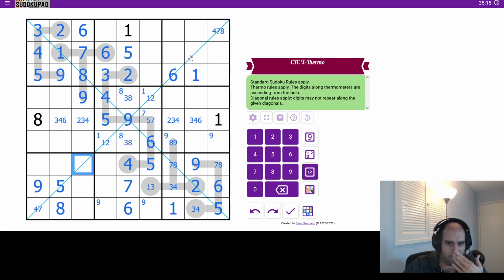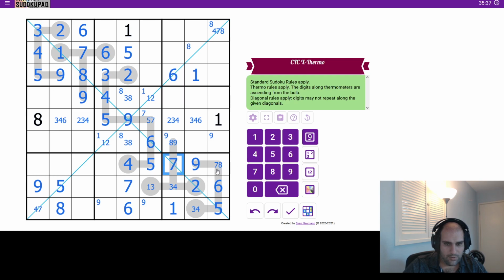Doesn't go here. 8 now has to go one of these two. And this is just completely bifurcating. I just completely guessed that this was a 6. This has no basis in logic whatsoever. No basis in logic whatsoever.